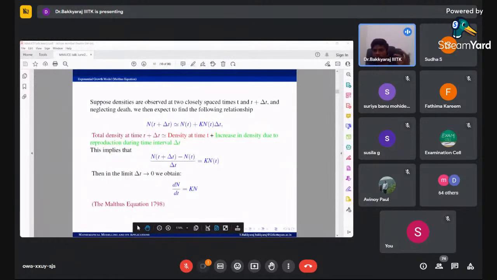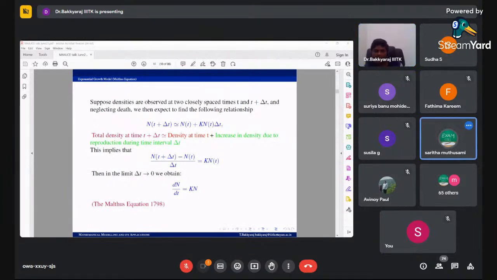What happens if K is negative? See, K positive means every unit time we are adding K new bacteria. Suppose K negative means we are removing. Okay, that is a decay model. It's a decay model.